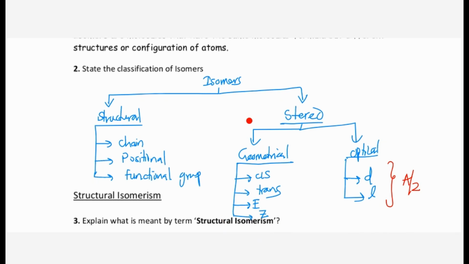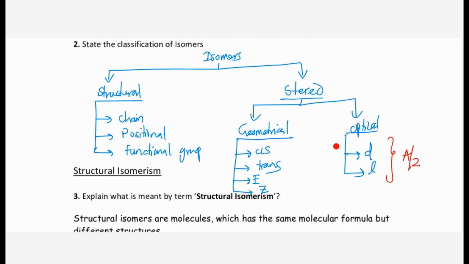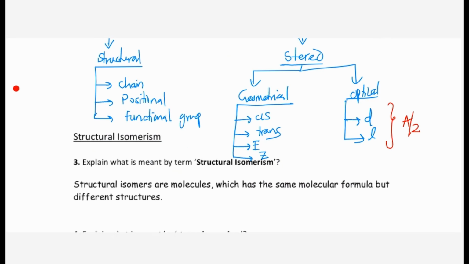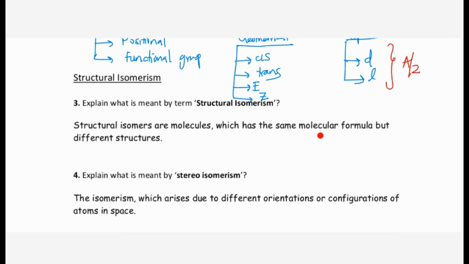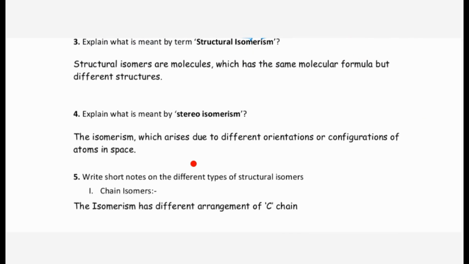Okay. Right, so let's see in detail structural isomerism. Structural isomers are molecules which have the same molecular formula but different structures. If you say configuration of atoms, that falls under the category of stereoisomers. So molecules which have the same molecular formula but different structures are structural isomers. Same molecular formula but different orientation or configuration of atoms in space are stereoisomers.